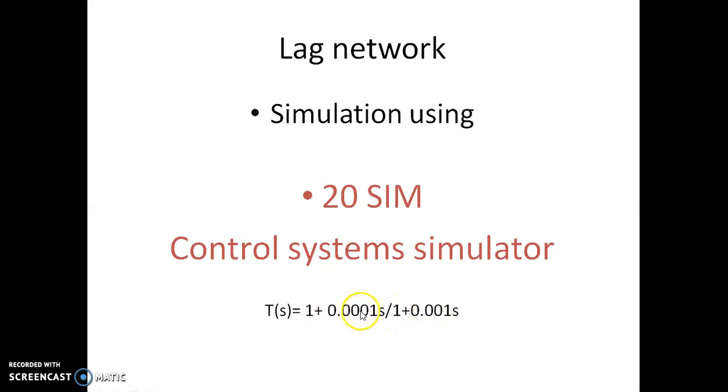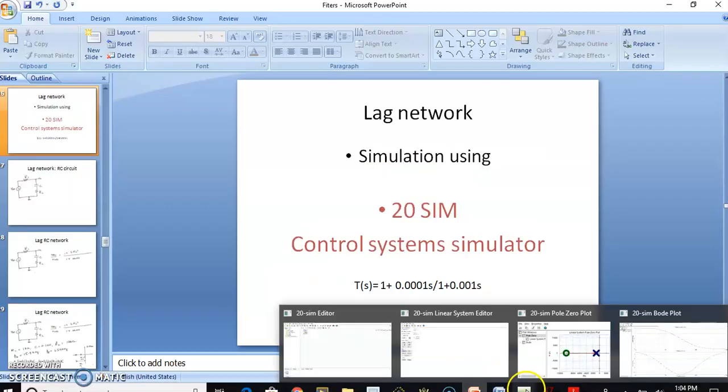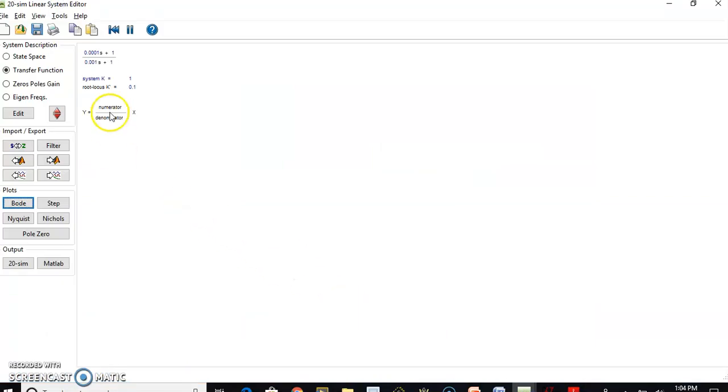The zero is having a time constant of 0.0001, which corresponds to a frequency of 100 kiloradian per second. So we will see the implementation of this in 20sim. Let us see how we can edit this. I think we already have a pole located at 0.001, and if you can see, there is a zero located at 0.0001.